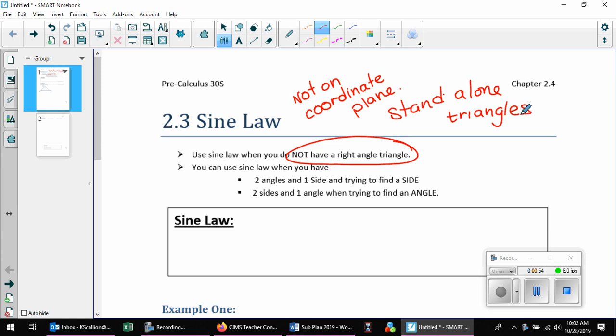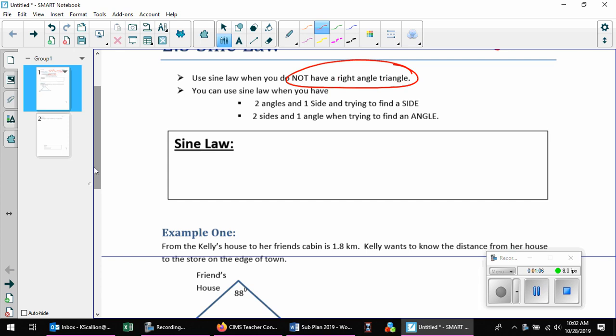Okay, so you use sine law when you have two angles and one side and you're trying to find the other side, or you have two sides and one angle and you're trying to find that angle. Okay, so this is sine law. Sine law is a ratio.